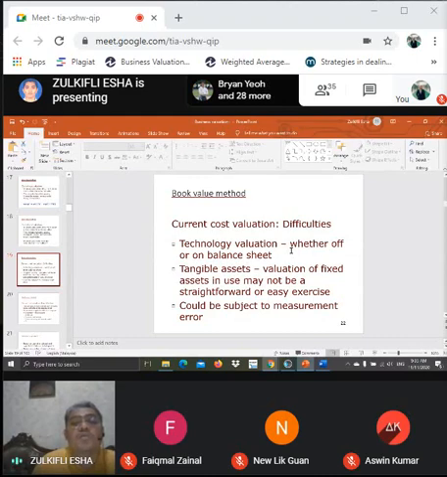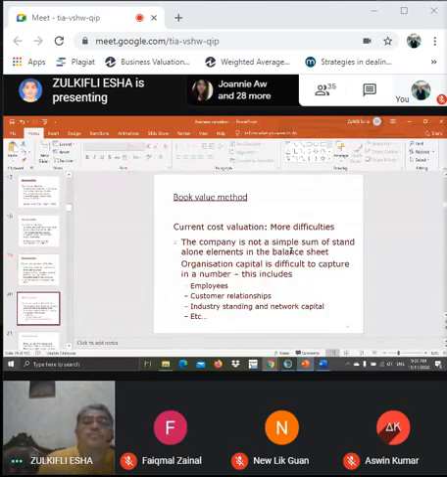So this is maybe one of the aspects, one of the difficulties or challenges or problems that we may face when it comes to book value method, in order to determine the current cost for that particular asset.